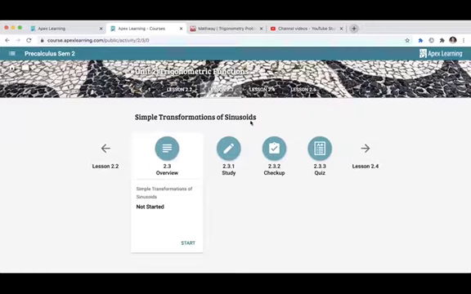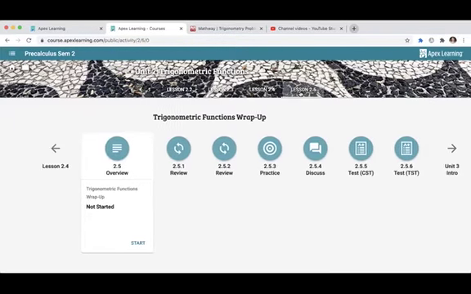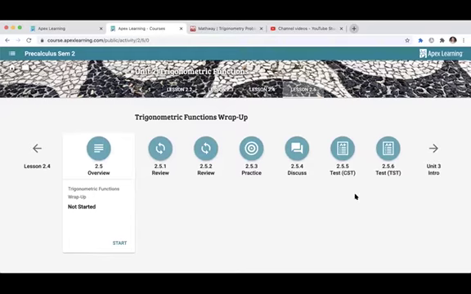So again, today we're going to go over 2.2, or I'm sorry, 2.3. We're going to go over 2.4, and then 2.5 is the wrap up for this entire unit that we're going to go over as well.